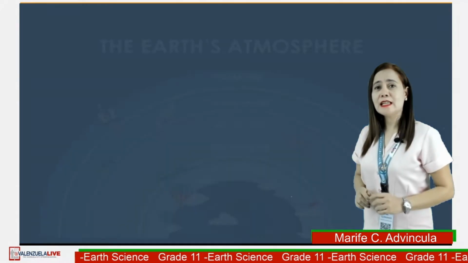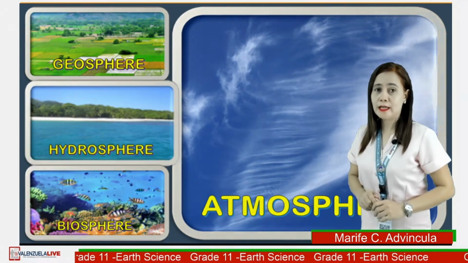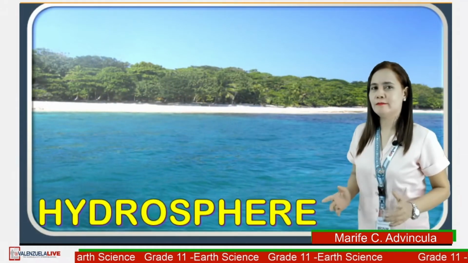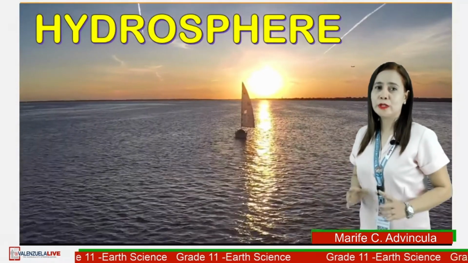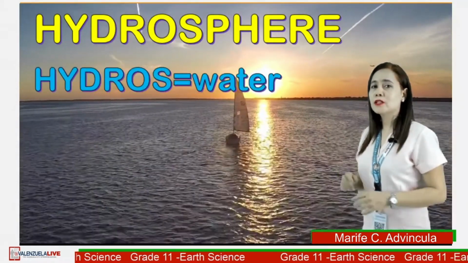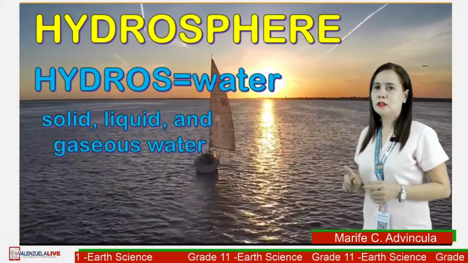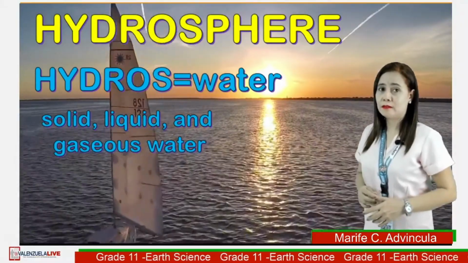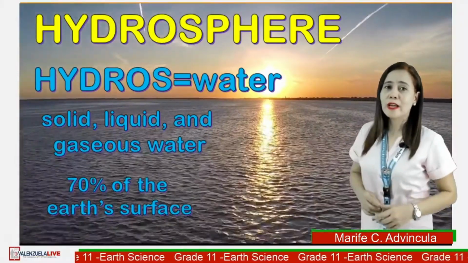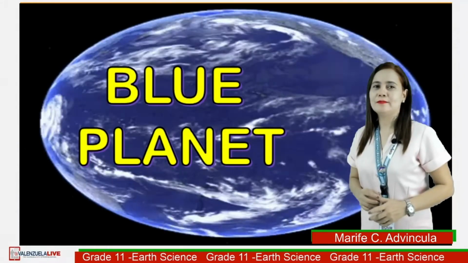Let us now proceed to the third subsystem of the Earth, and we call it the hydrosphere. Hydro comes from a Greek word which means water. It contains all the solid, liquid, and gaseous water. It accounts for more than 70% of the Earth's surface area. This is the reason why the Earth is called the blue planet.